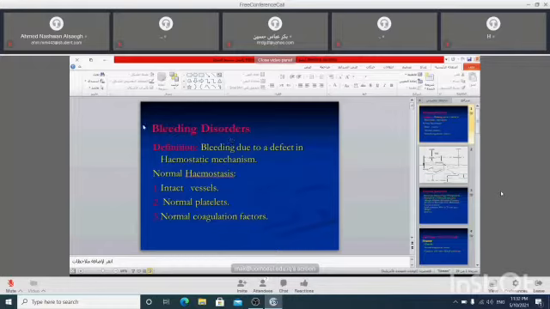What's bleeding disorders? Bleeding is defined as bleeding due to a defect in one of the hemostatic mechanisms. In normal hemostasis, we should have intact blood vessels, normal platelet function and count, and normal coagulation factors. These three parts are involved in the process of hemostasis.